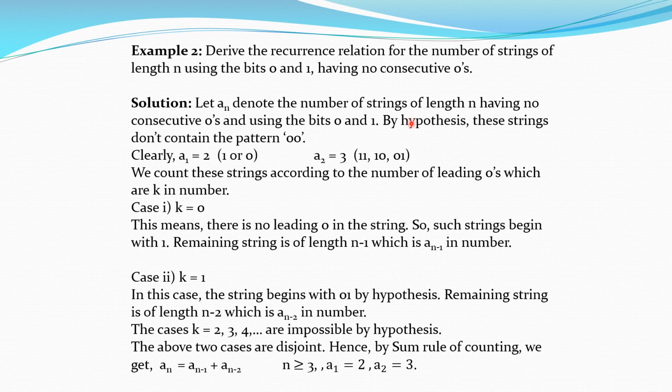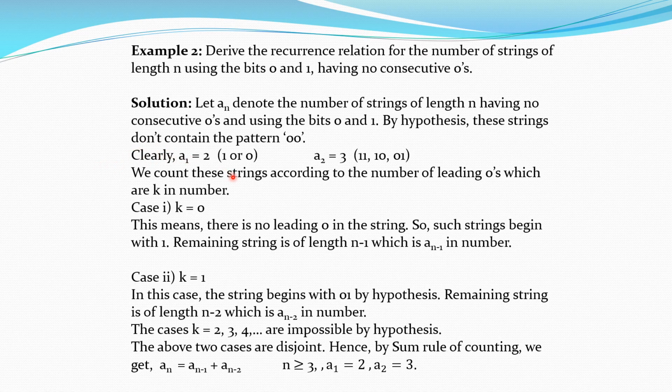Now similar to the previous case, first we find a few terms of that sequence. Now it is a1. Again we cannot take a0 because it is a string of length n, so length must be at least 1. Now a1 means number of strings of length 1. Length 1 means there is only one place which we have to fill either by 1 or 0. So 1, that is one bit string, or 0, that is another string of length 1. So how many strings are there?